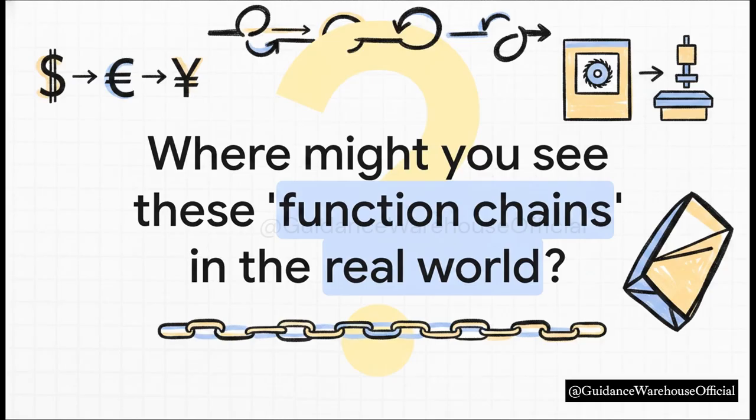The true power of function composition is that it models so many things in the real world. Any process that happens in sequential steps. Converting money from one currency to another, and then to a third, that's a composite function. A factory assembly line, where one station's output is the next one's input, that's a composite function. Now that you know the pattern, I bet you're going to start seeing these function chains all over the place.